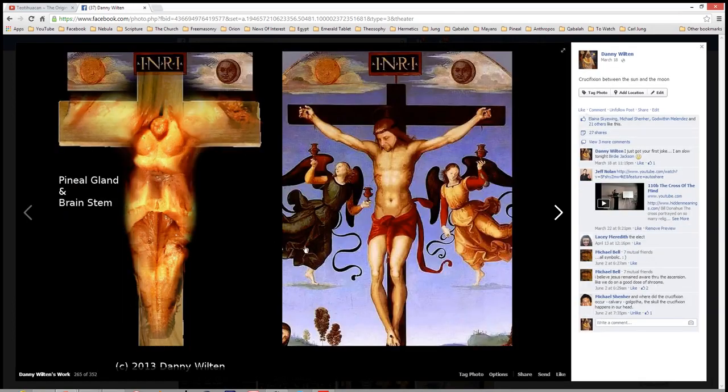This is interesting because we always hear about Jesus having one foot in front of the other. Well, that's exactly what you would have to do if you wanted to make it look just like a brainstem that you see right here. The sun and the moon represent the left and right hemispheres of the brain.